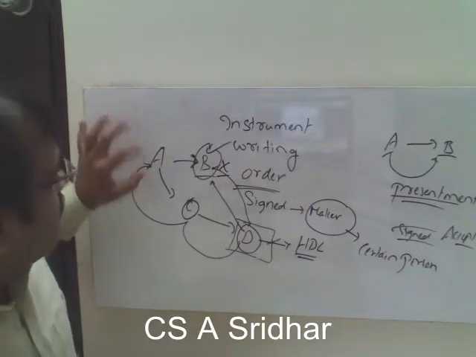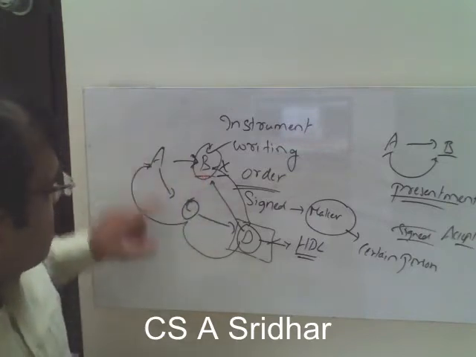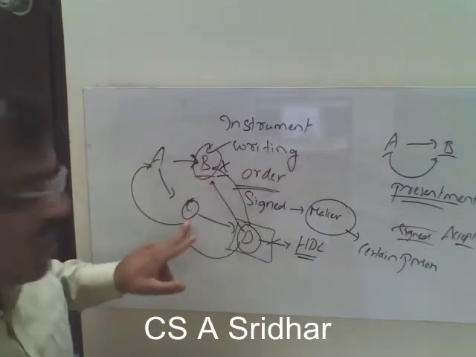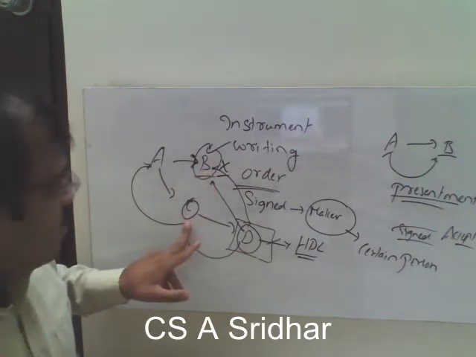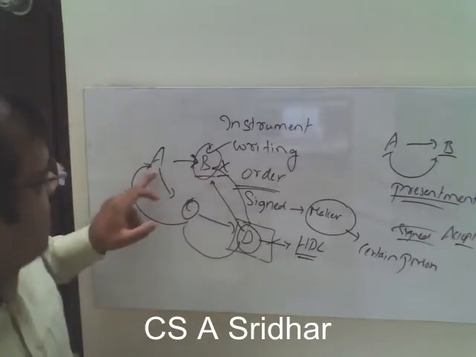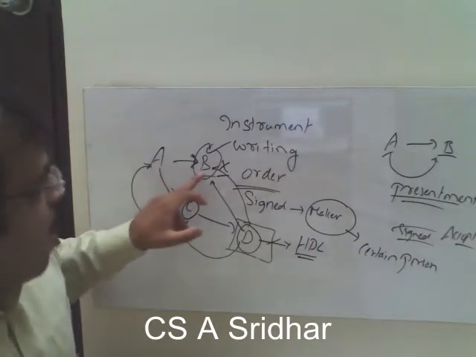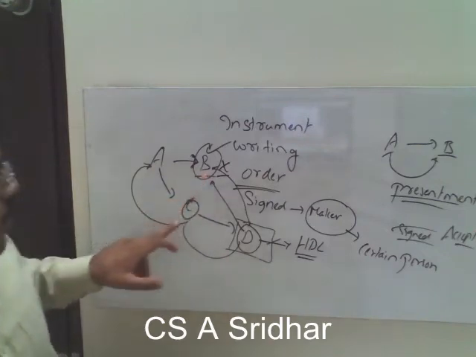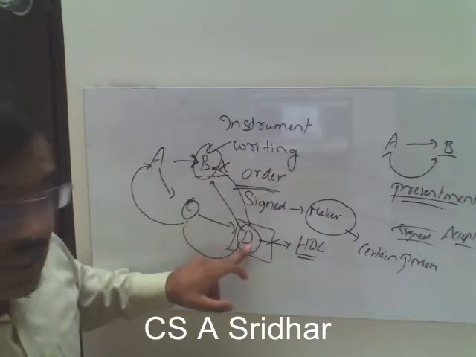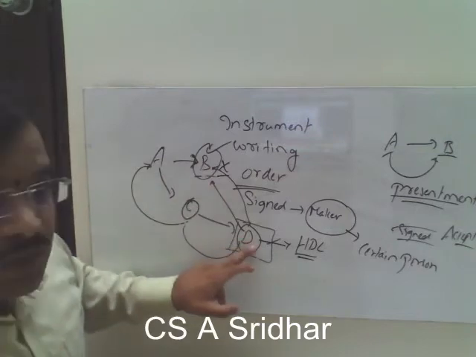Order of a certain person means, if A is drawing the instrument on B, and if he is giving the instrument to C, that means A is giving the order to B to make the payment to C. Please listen to me carefully. When A is drawing the instrument on B and endorsing the instrument to C, it means that A is giving the order to B to make the payment to C. If C is endorsing the instrument to D, it means that C is giving the order to B to make the payment to D.